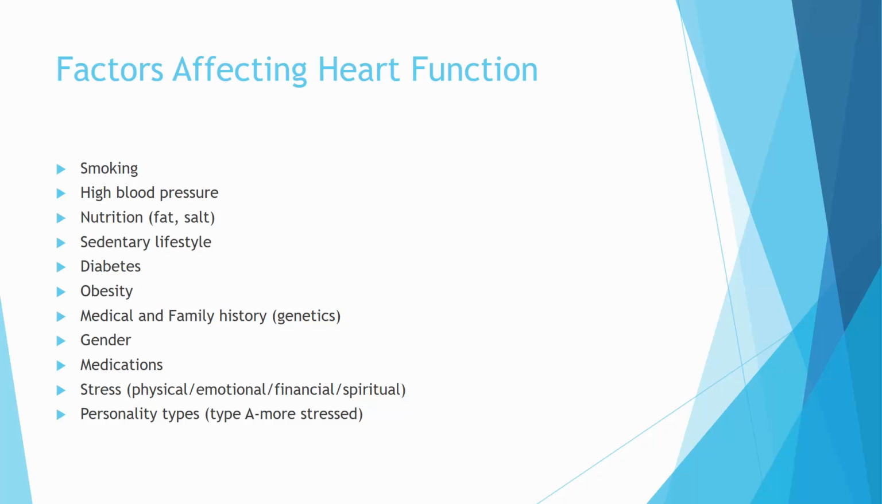Objective 11 is to identify factors affecting circulation across the lifespan. Some factors are modifiable and others are not. Modifiable risk factors include smoking, nutrition, sedentary lifestyle, obesity, and stress. And then non-modifiable risk factors are family history, gender, personality types.